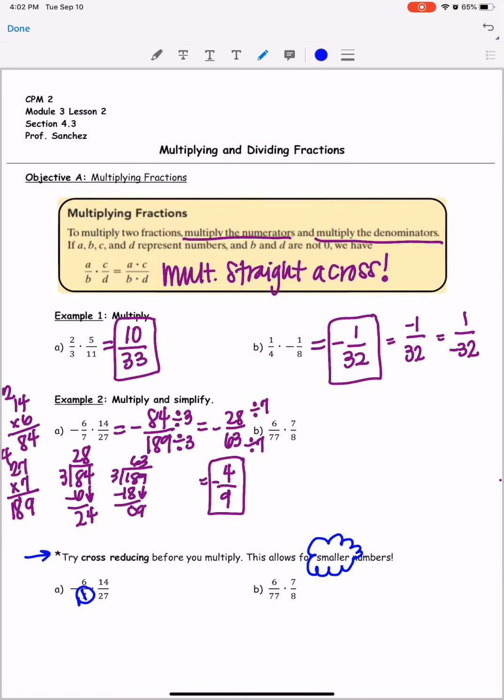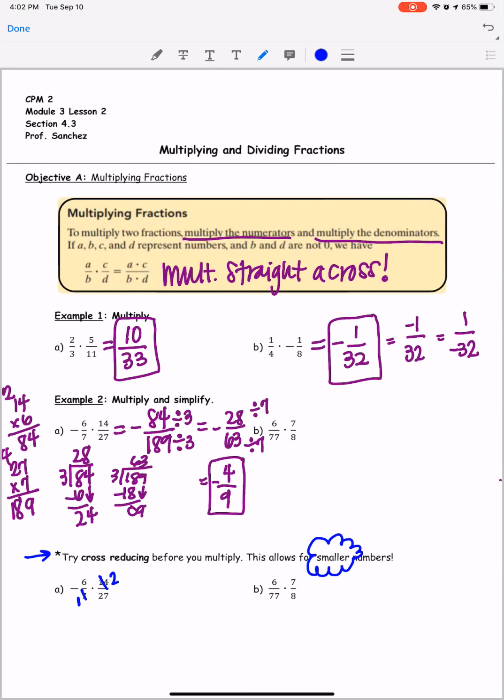Whatever you divide this bottom one by, you've got to divide the top one by. So 14 divided by 7 is 2. So I'm going to cross out 14 and make it a 2. Do the same thing going this diagonal.